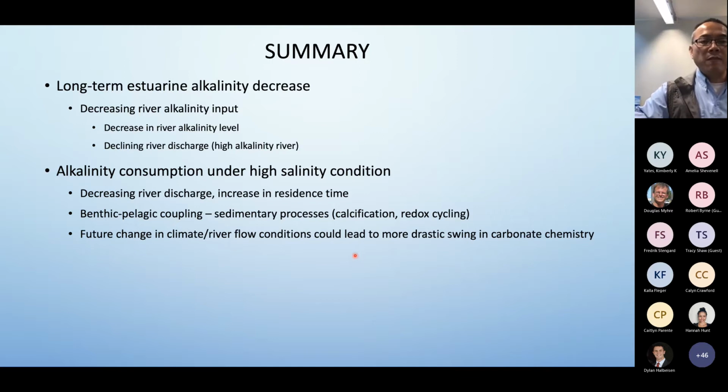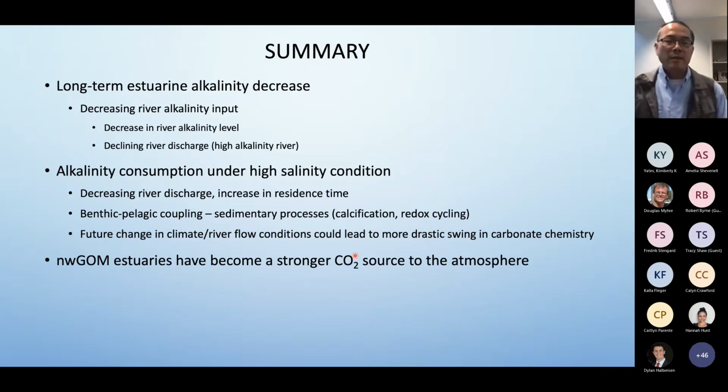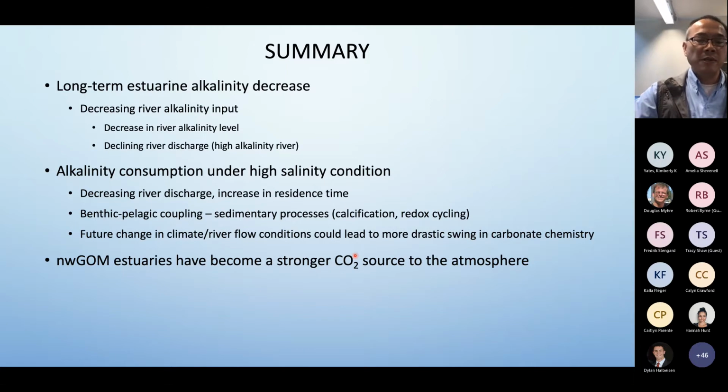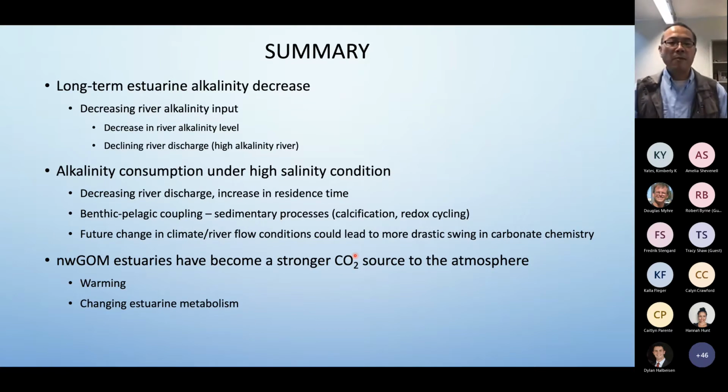We also have to consider that in the future, with climate change, the reduction of freshwater, and the pulse of flooding water coming down whenever we see storms, could cause pretty drastic swings in carbonate chemistry in these shallow estuaries. And at last, based on this agency data, we concluded that northwestern Gulf of Mexico estuaries have become a stronger CO2 source to the atmosphere. We attribute this probably to warming contributing somewhat to the CO2 increase, and the estuarine metabolism definitely may have changed as well.